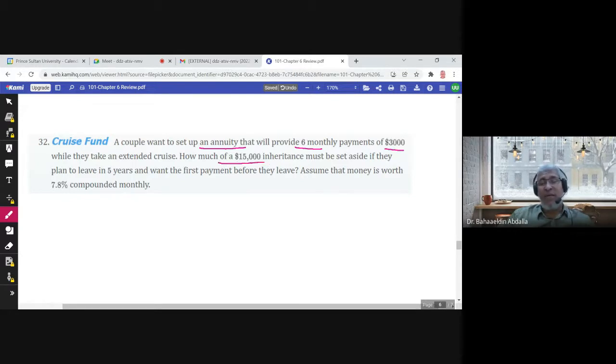Okay, this is an amount they inherited, and they are thinking how much of this amount must be set aside for this plan if they plan to leave in 5 years. They will need this money, these six payments, in 5 years. So these are six payments, okay? And we need the present value.